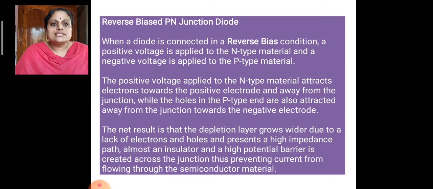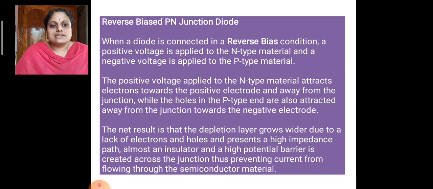When a diode is connected in a reverse bias condition, a positive voltage is applied to the N-type material and a negative voltage is applied to the P-type material. The positive voltage applied to the N-type material attracts electrons towards the positive electrode and away from the junction, while the holes in the P-type end are also attracted away from the junction towards the negative electrode.